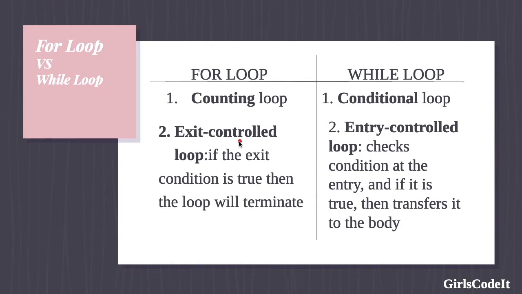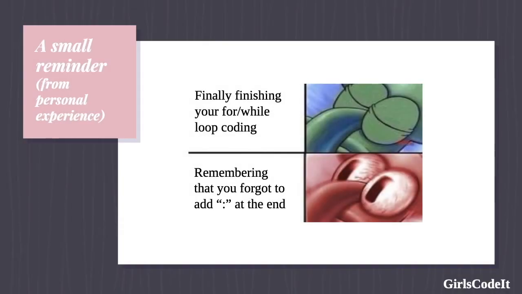For loop is an exit control loop. If the exit condition is true, then the loop will terminate. On the other hand, you have while loops, which is entry controlled. It checks the condition at the entry. As long as it's true, the code will proceed, and if it's not, then it won't. It's that simple. Everyone, it's really smart to learn from other people's mistakes, and right now, I am here as an example for you. Please do not forget to add the colon at the end of every for and while loop that you use.